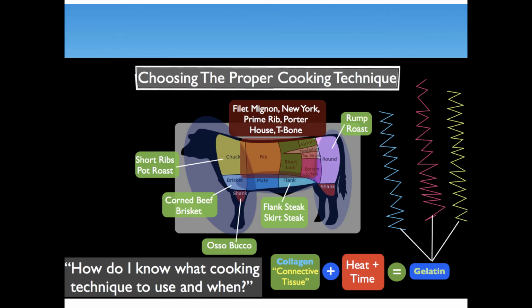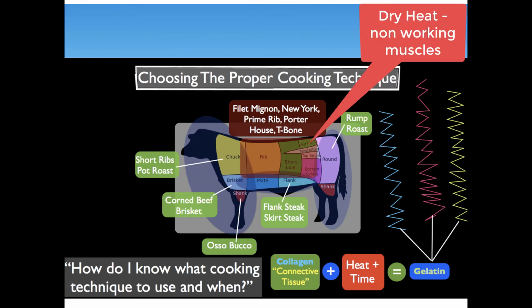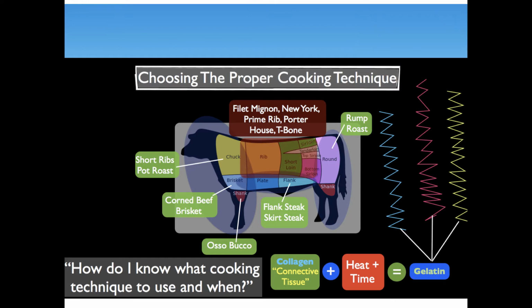Going across the back, the rib, the sirloin, where you find the filet, the New York, the prime rib, that doesn't get a lot of movement, and that's more of a tender cut. And you could use the other type of cooking method, which is dry heat. Dry heat doesn't break down a lot of connective tissue, but it adds a lot of flavor. Also, down below you've got the shank or ossobuco, which would come from the veal. Those are all working muscles, so you need moist heat for that.